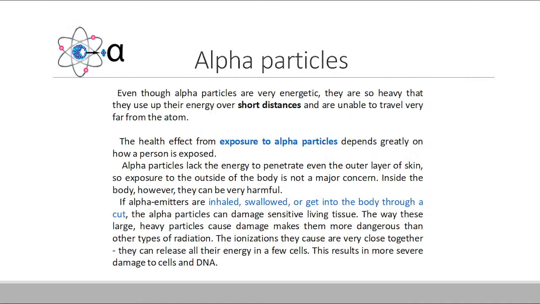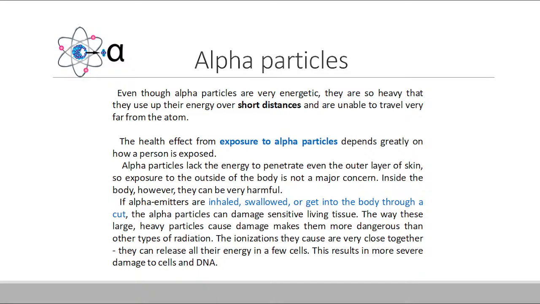Even though alpha particles are very energetic, they are so heavy that they use up their energy over short distances and are unable to travel very far from the atom. The health effect from exposure to alpha particles depends greatly on how a person is exposed. Alpha particles lack the energy to penetrate even the outer layer of skin, so exposure to the outside of the body is not a main concern. Inside the body, however, they can be very harmful.